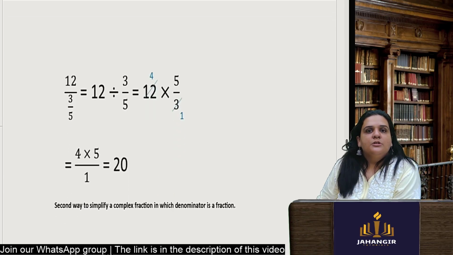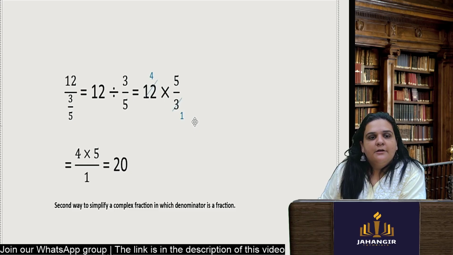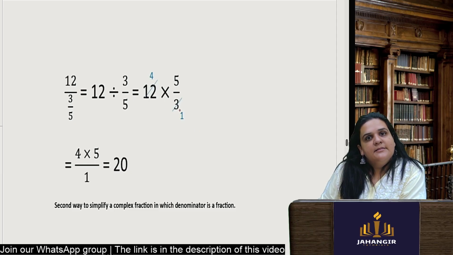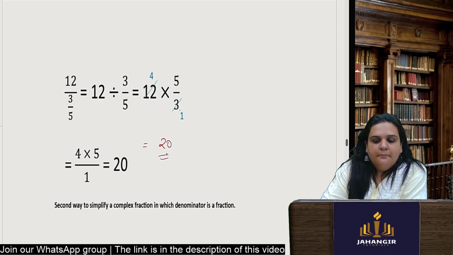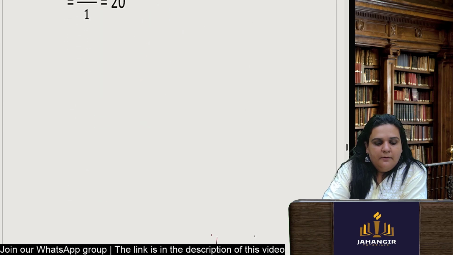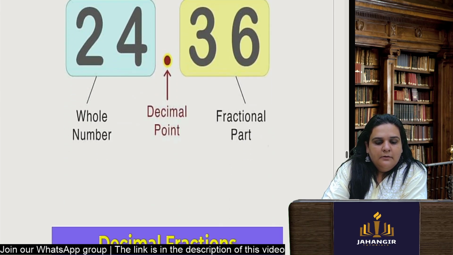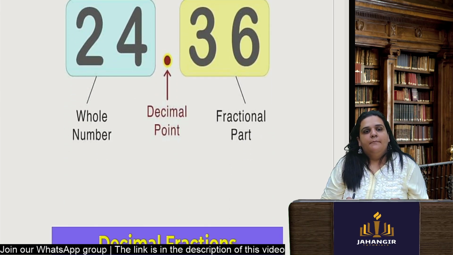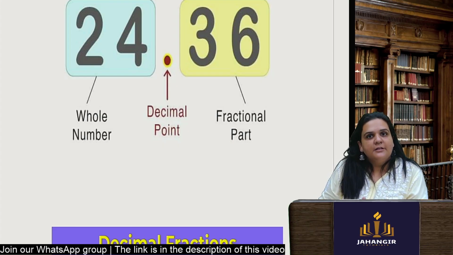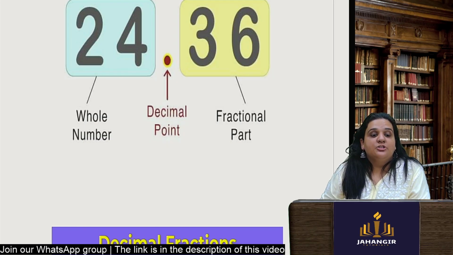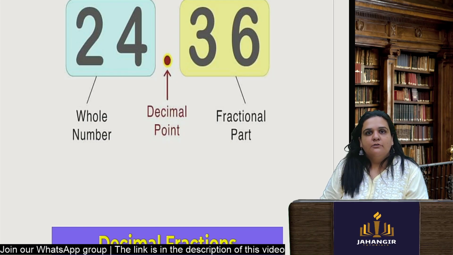Here, 12 into 5 upon 3 I will do. Now this whole number and this I can divide. 3 1s are 3, 4 5s are 20, so the answer will be 20. Now the whole number, then there is a decimal point, and any number after the decimal point is known as the fractional part. Okay, so now the fractions are over.